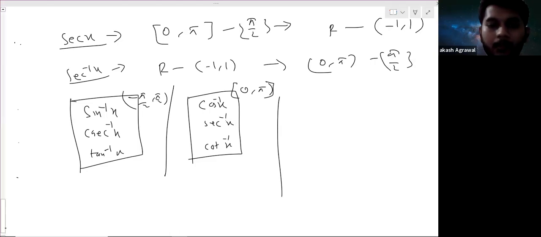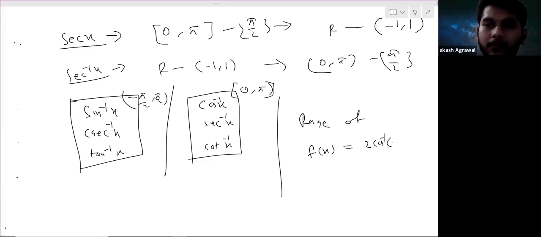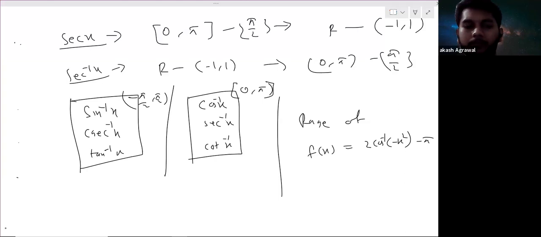Okay, you have to solve this. Find the range of f of x equals 2 cos inverse of minus x square, minus pi. Okay, same process. Can you try this?